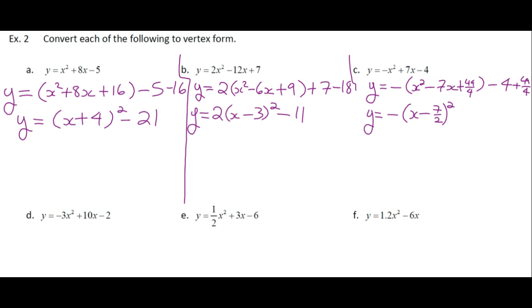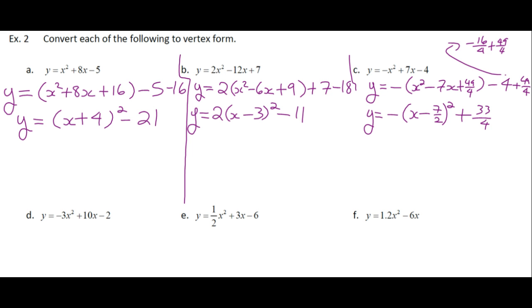And what do we end up with out here then, right? It's going to be plus 33 over 4. Right, so going over here, that's minus 16 over 4 plus 49 over 4.